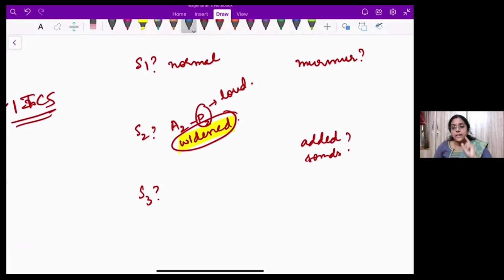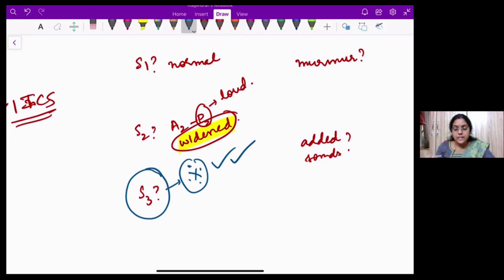We saw that in mitral stenosis, there was no S3. But for mitral regurgitation, there will always be an S3. The more severe the mitral regurgitation is, definitely you will have an S3. It is very, very important. S3 will always be present in mitral regurgitation, especially when the severity is increasing. So S3 is a characteristic finding of mitral regurgitation.